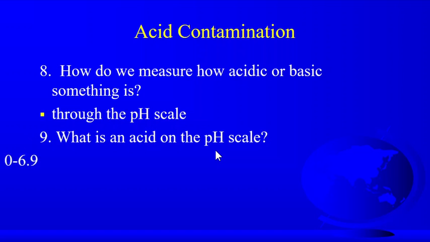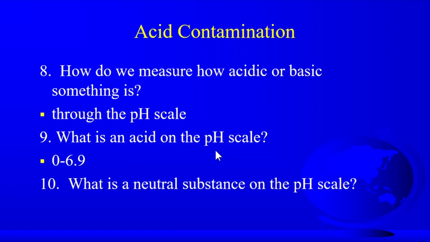No one remembers. 0 to 6.9. The pH scale goes from 0 to 14. And from 0 to 6.9 is an acid. What if you're neutral? What is going to be your numerical value? 7. I'm a perfect 7. 7, you are neither acidic nor basic.